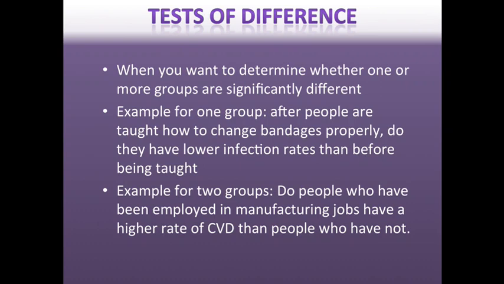Another example would be for two groups where you're comparing one group to another. So do people who are in a manufacturing job have higher rates of cardiovascular disease than people who have not been in a manufacturing job? So here you're comparing two different groups and you're saying, is one statistically significantly different than the other? All right. So these are, like I said, tests of difference between two.